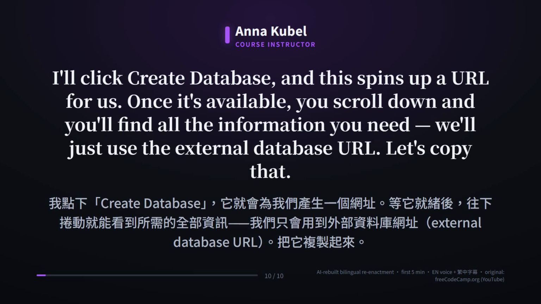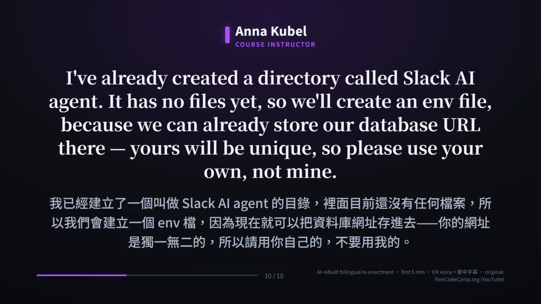I'll click Create Database, and this spins up a URL for us. Once it's available, you scroll down and you'll find all the information you need. We'll just use the external database URL. Let's copy that. I've already created a directory called Slack AI Agent.